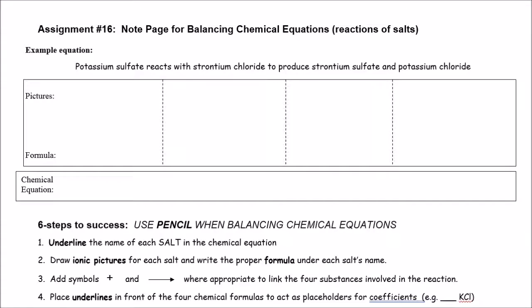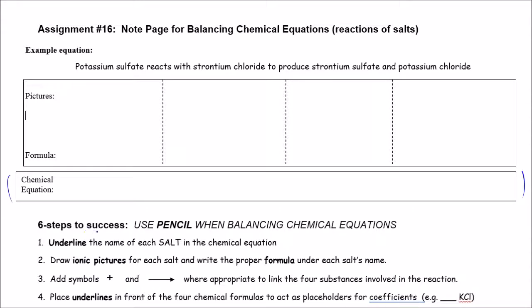Here's instruction for number 16, which teaches you how to balance chemical equations. Here's an example of what we're trying to do. We have words that describe an equation or reaction. They're here, and we're going to translate those into a chemical equation right here.